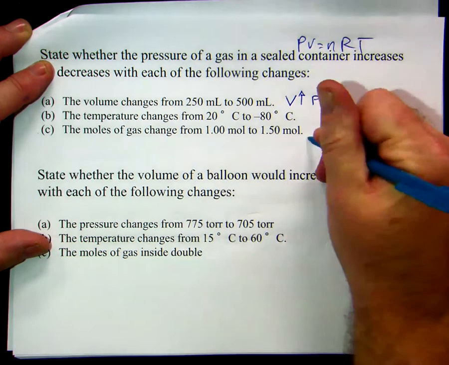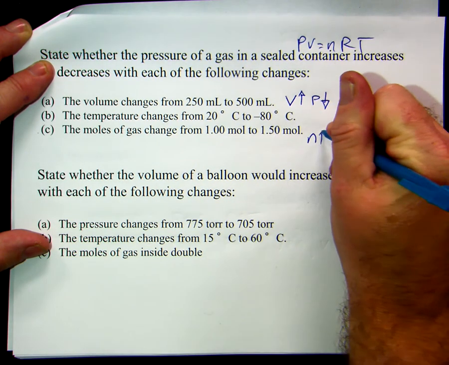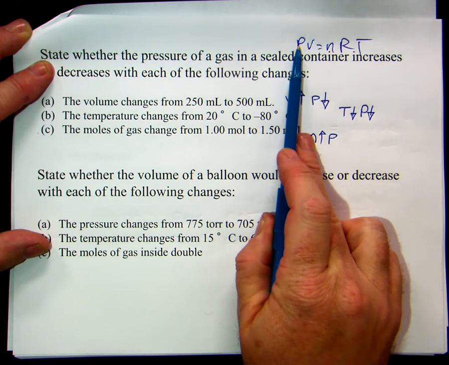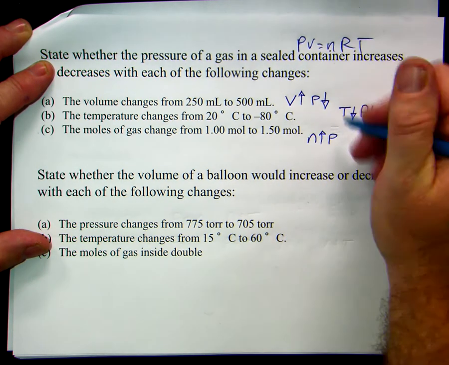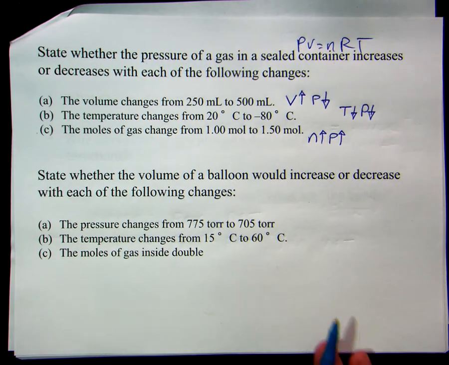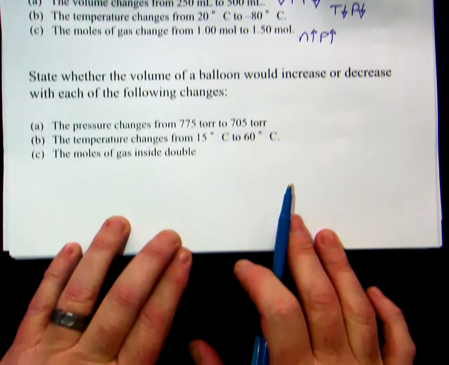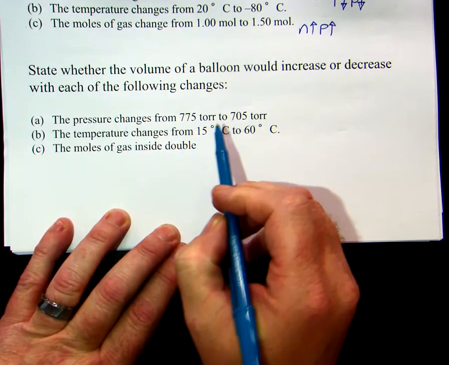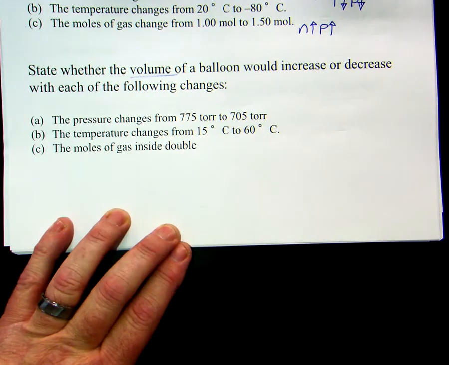So that's getting more moles. So if N goes up, what happens to P? Yeah, it goes up too. All right, so you guys all got 3 points out of 3 points there. Now this is the same question. We're just asking for changes in the volume now.